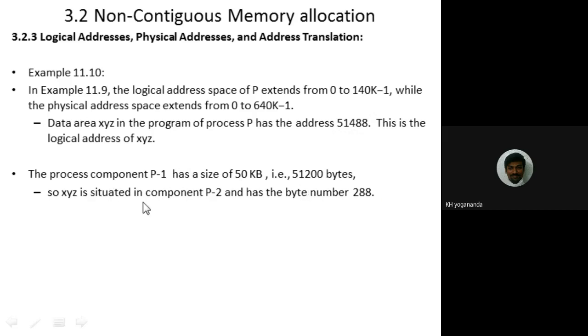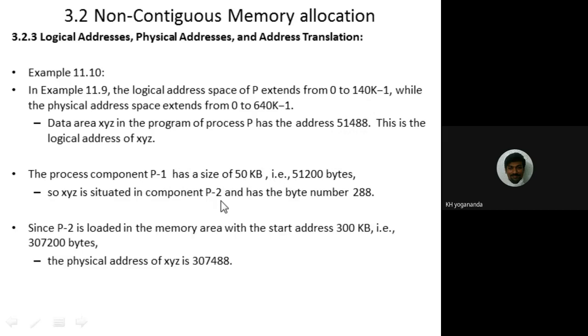So XYZ is situated in component P2 and has the byte number 288. How do we find it? We subtract 50 KB, which is 51200 bytes, from 51488, and we get the byte number within P2, that is 288. 51488 minus 51200 gives 288.